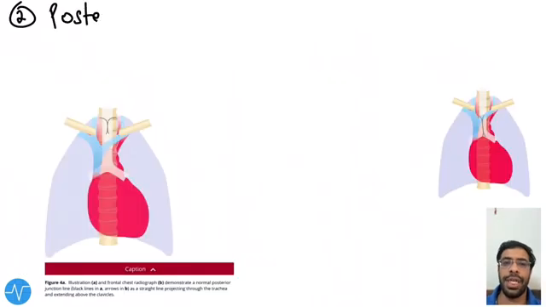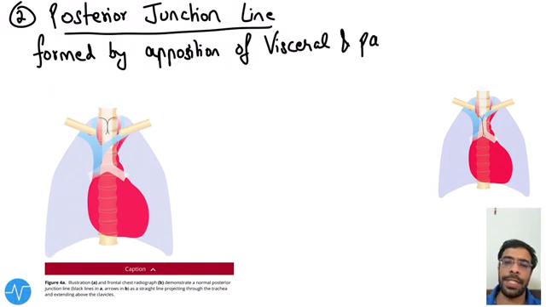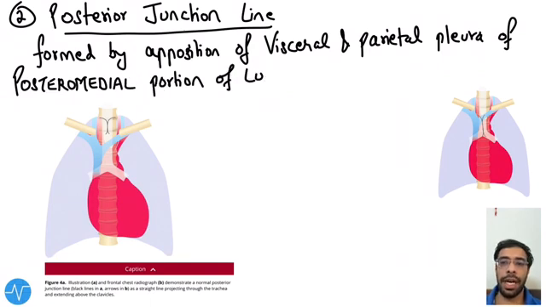Let's see the posterior junction line. What is it? It is formed by the opposition of visceral and parietal pleura of the posteromedial aspect of the lung. Here in the diagram we can see.